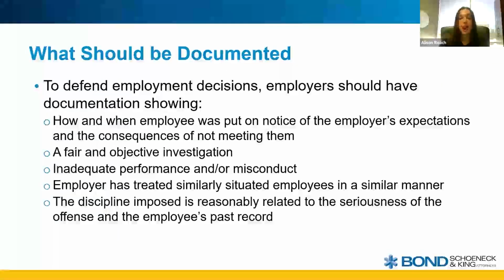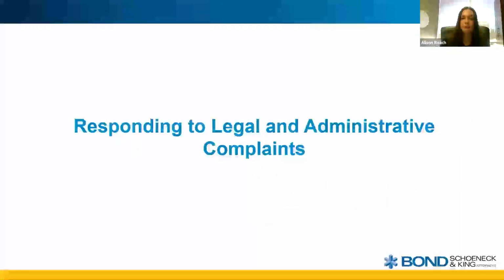You can show inadequate performance or misconduct, with documentation of that. And then it's also critical to be able to show that the employer has treated similarly situated employees in a similar manner, and that the discipline imposed is reasonably related to the seriousness of the offense and the employee's past record. If there is a situation where you've treated an employee differently, you want to be able to show why that is the case. Next slide, please.